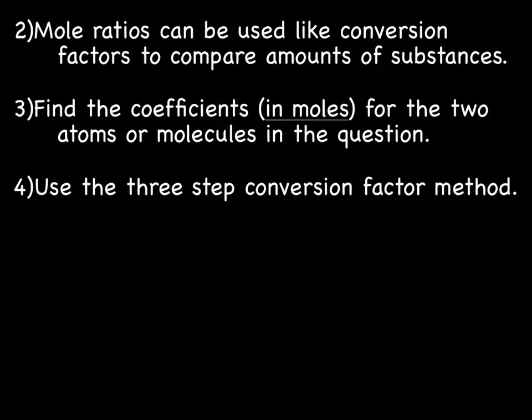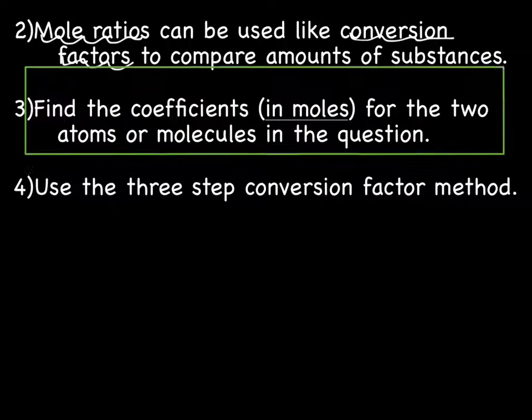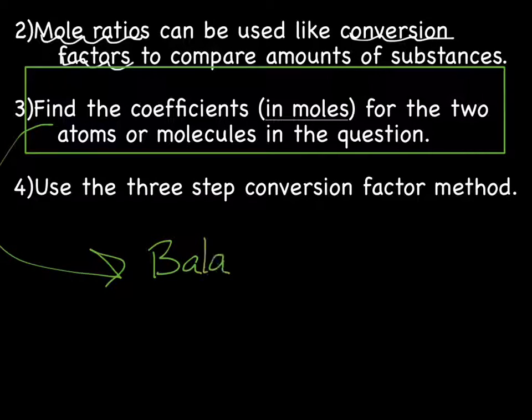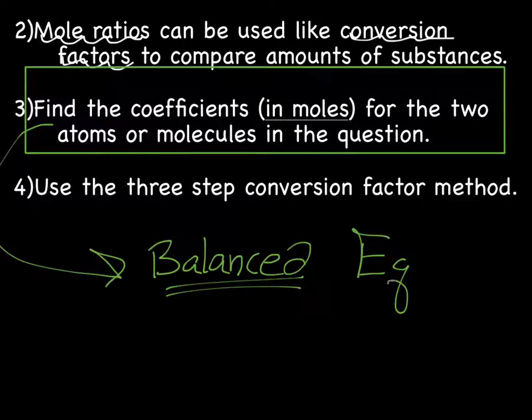So these mole ratios can be used as conversion factors to compare amounts of substances. And hopefully you remember conversion factors. We had a few in the mole unit. We had 1 mole equals 6.022 times 10 to the 23rd atoms or molecules. And we had another one, 1 mole equals molar mass in grams. And now we have another one. We use the mole ratios. So to get this conversion factor, we find the coefficients in moles for the 2 atoms or molecules in the question. And where do these coefficients come from again? Well, from the balanced equation. Remember, we use coefficients to balance the equation, and then we can use those coefficients in moles as an equality. And from there, we use the 3-step conversion factor method that we already knew.